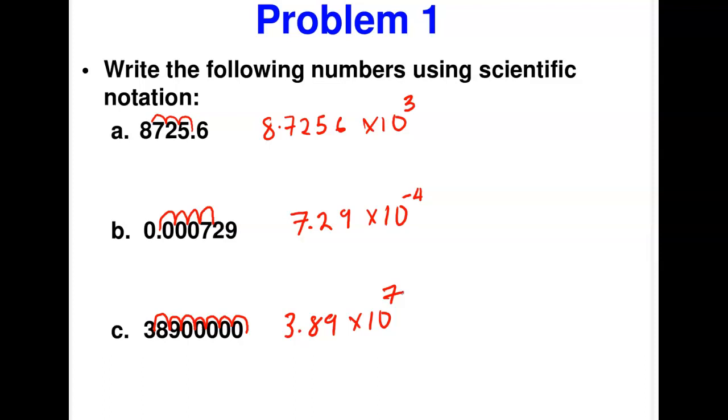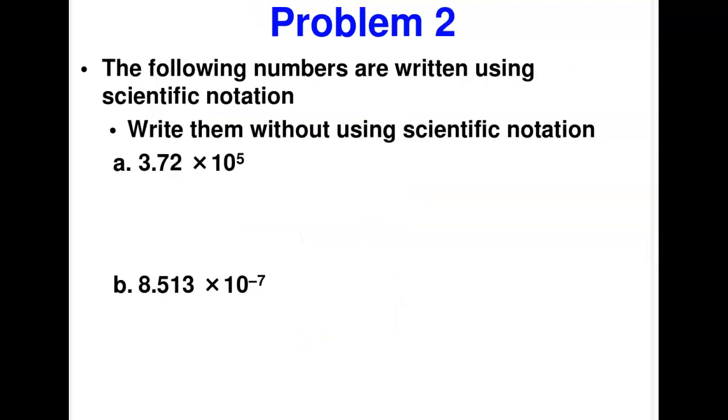Now let us move on to the next slide. The problem said the following numbers are written using scientific notation. Write them without using scientific notation. What it means is that we're going to do the exact opposite of what we did earlier. So we're going to now move the zeros back. We're going to move the digit back.